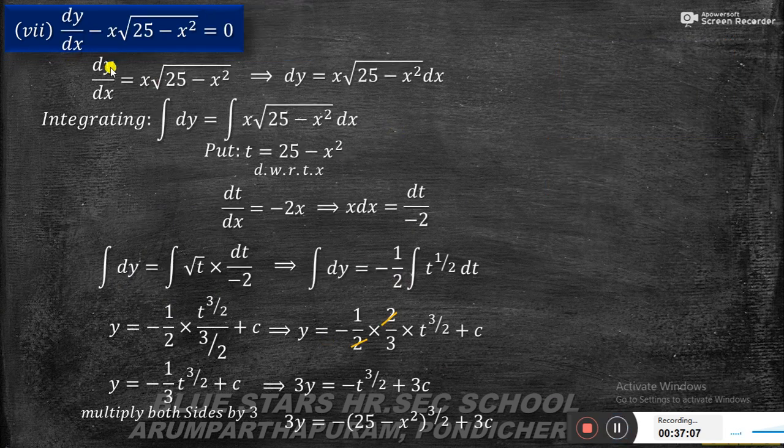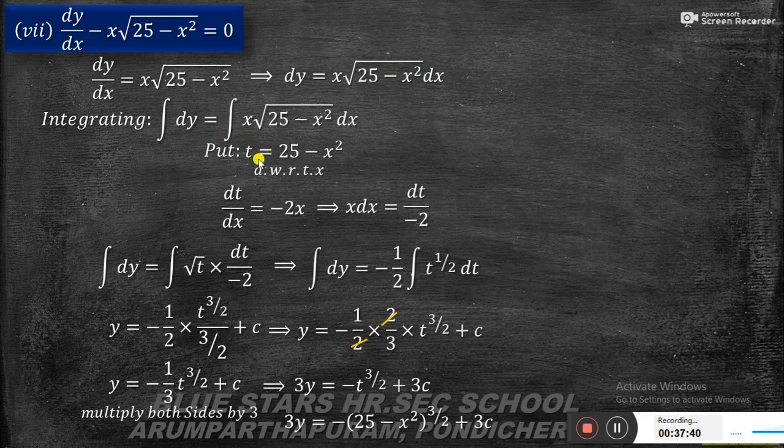You see here dy/dx equals, this is the given differential equation, we find the solution for this. I write the second term on the right-hand side, so dy/dx equals x into the square root of (25 minus x^2). Now doing the cross multiplication, dy equals x into the square root of (25 minus x^2) dx. So now integrating on both sides, the integral of dy equals the integral of x into the square root of (25 minus x^2) dx.